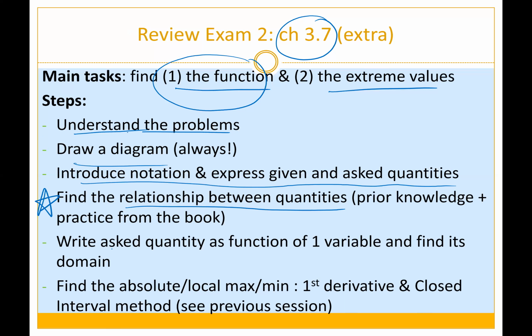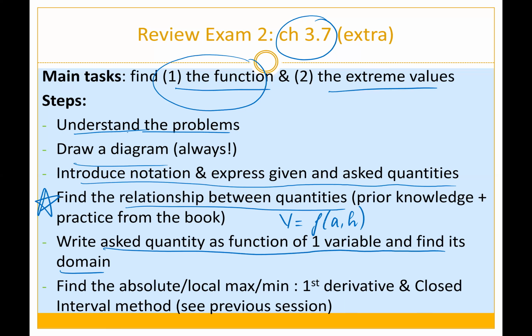Then you write the asked quantity as a function of one variable and find the domain. When you find a relationship, say for volume, it usually is a function of the base dimension and the height. If you want to use what we learned so far, the first or second derivative, to find maximum and minimum, you have to have only one variable. So either it's a function of a or it's a function of h.